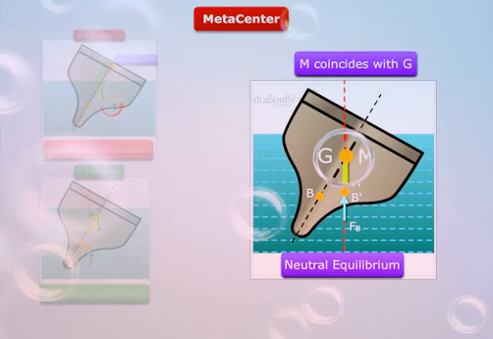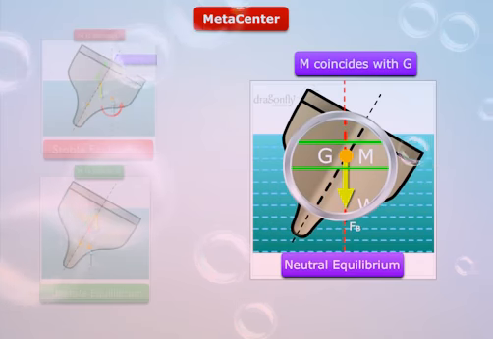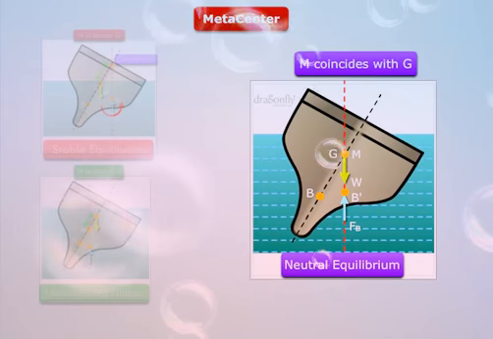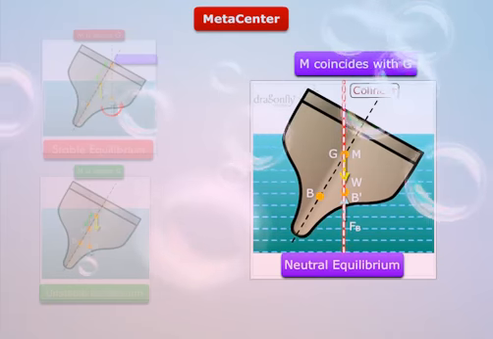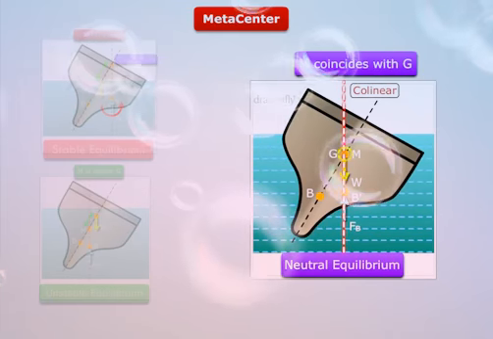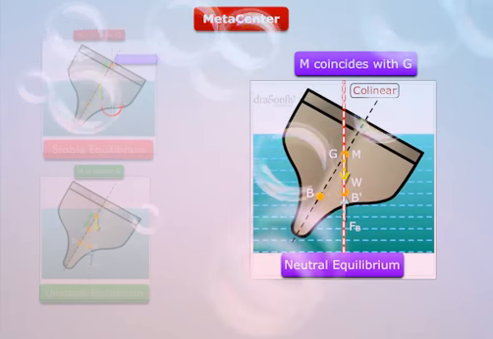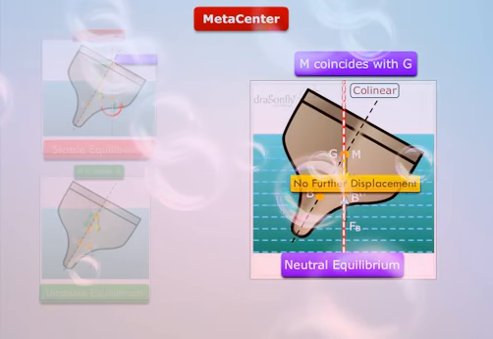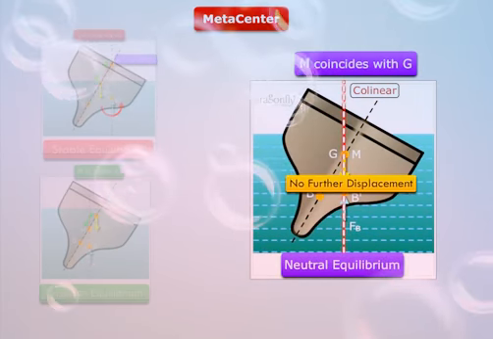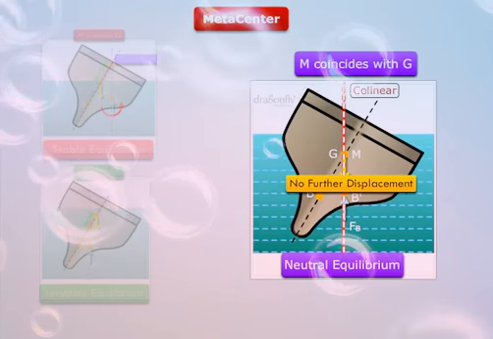And when M coincides with G, then in this case, the line of action of buoyancy force and the weight of the body are collinear and passes through the same point. Due to this, the body neither returns to its original position nor increases its displacement further. Thus, the body is said to be in neutral equilibrium.